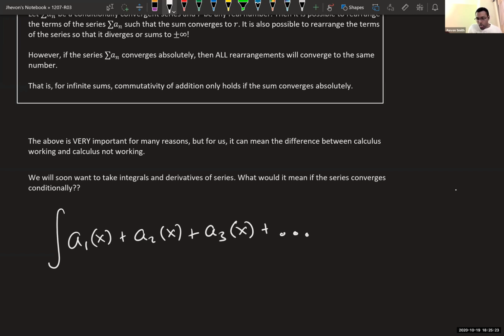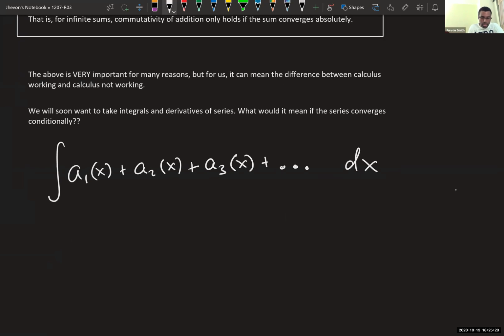There's going to come a point where we're going to want to be able to take an integral of something that looks like that. But we know our integration rule says that this means we can actually distribute the integral across the sum.